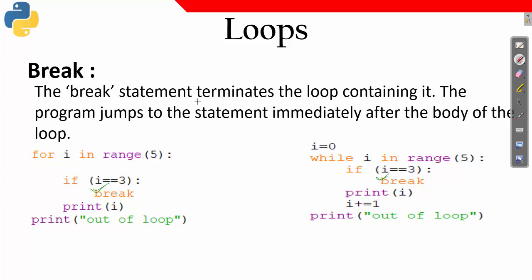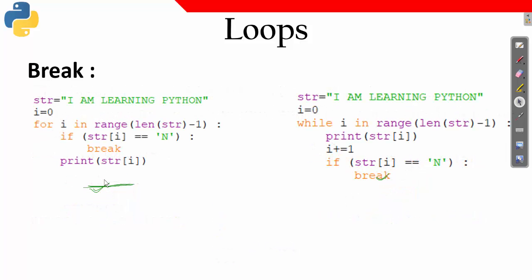Okay. So what is the meaning of this? Whenever this condition is true, i is equal to 3, it will come out of the loop. So I can get the output 0, 1 and 2, because when i becomes 3, before printing 3, I encounter a statement, that is break. So it means come out of the loop. Okay. So that is how I will be using a break statement.